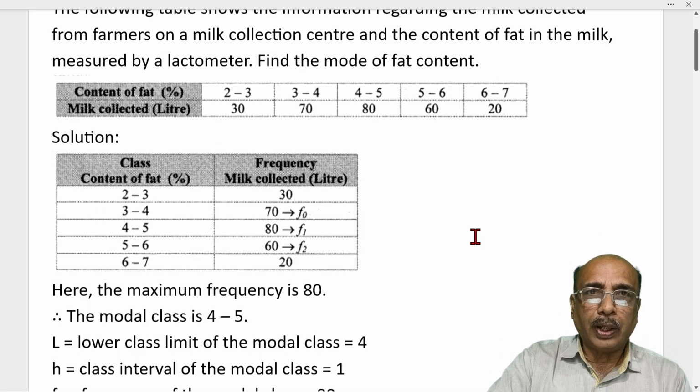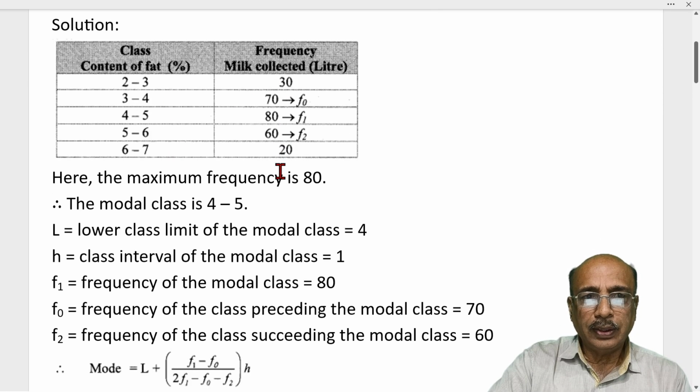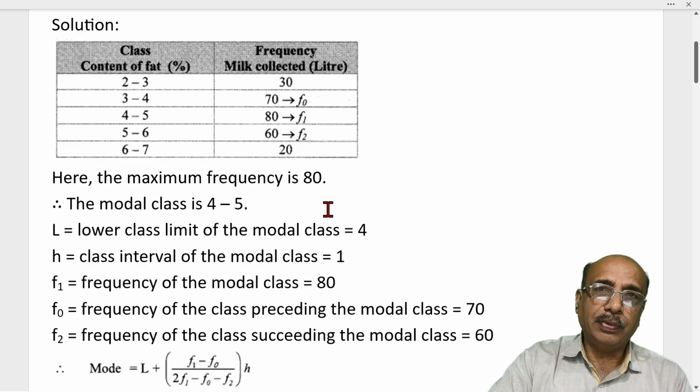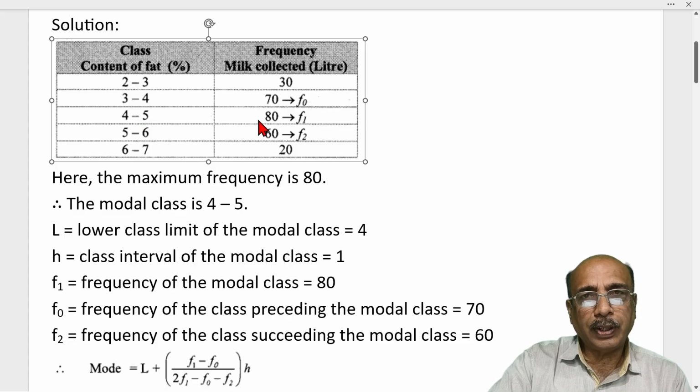While finding the mode, it is very easy. The fat percent is taken as the class, and the frequency is whatever is given. Here we have to select the maximum frequency. For example, the maximum frequency is 80, so the modal class will be 4 to 5, in which 80 is given. The highest frequency is 80, and that class will be the modal class.